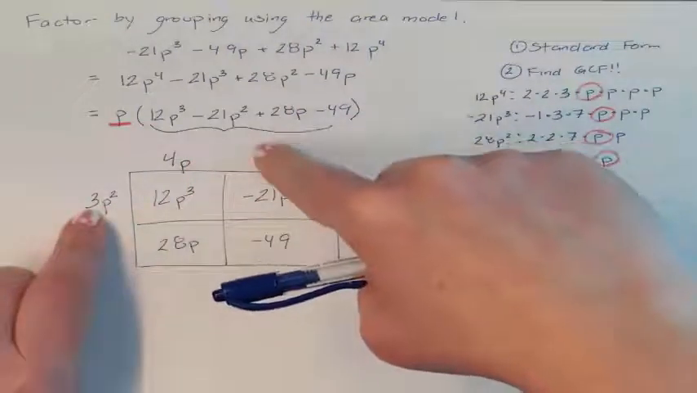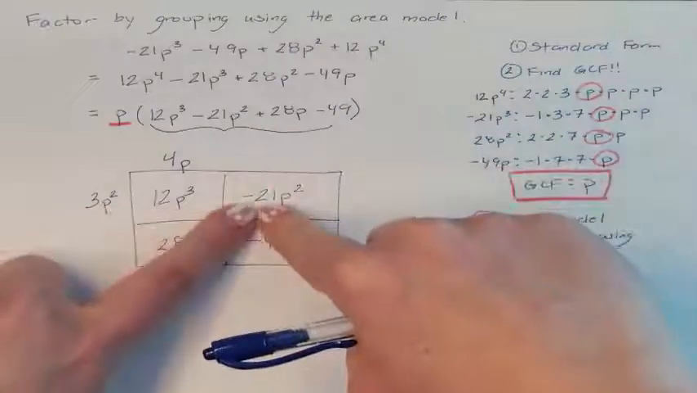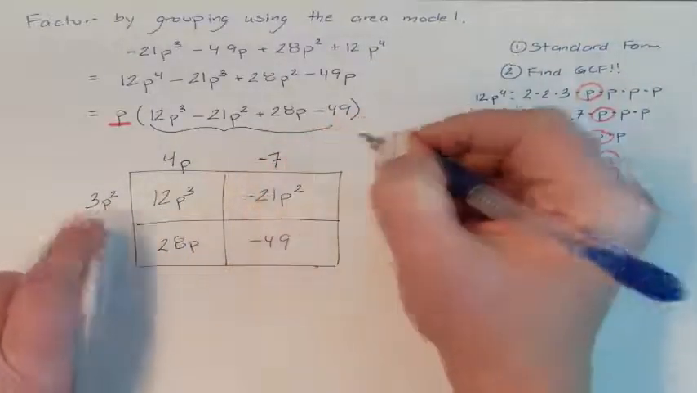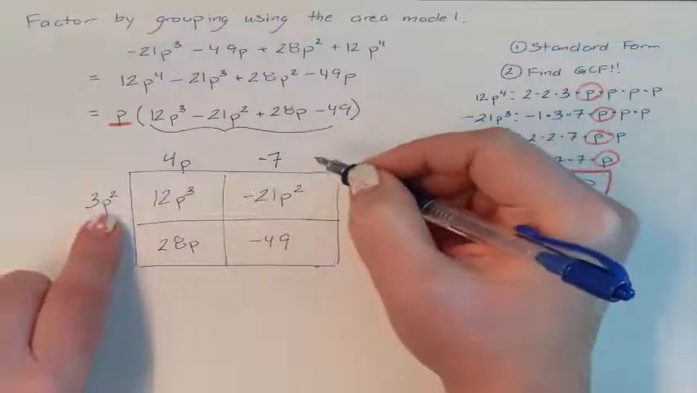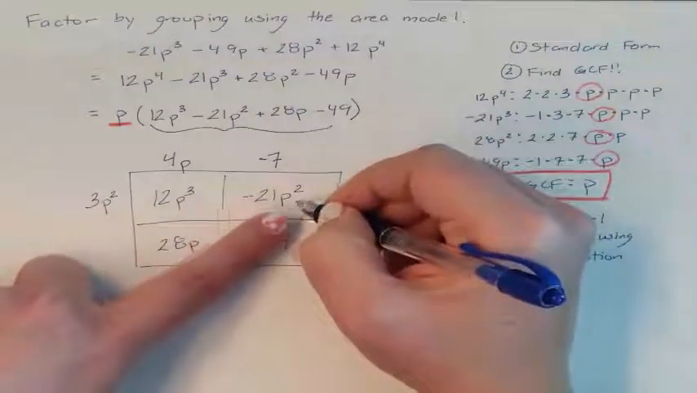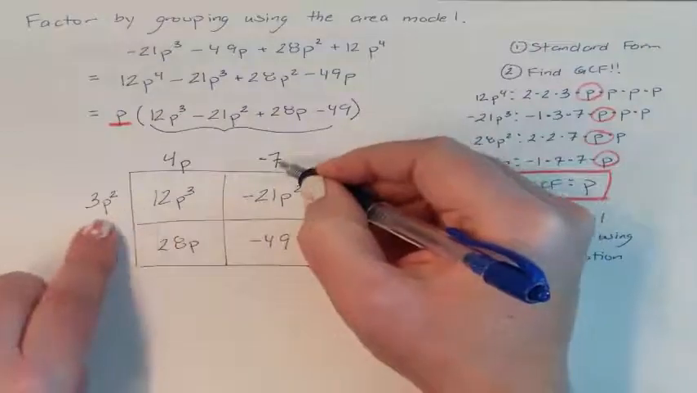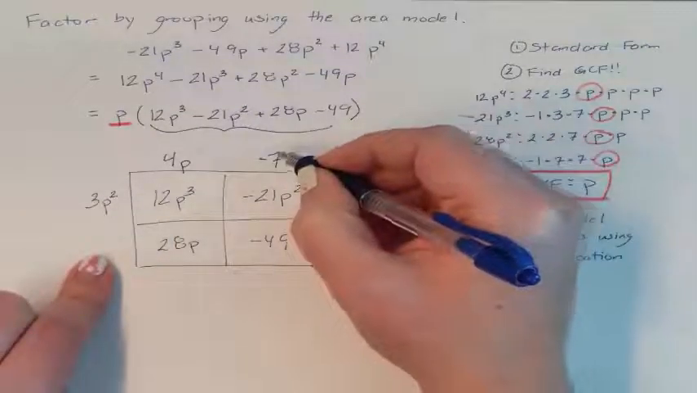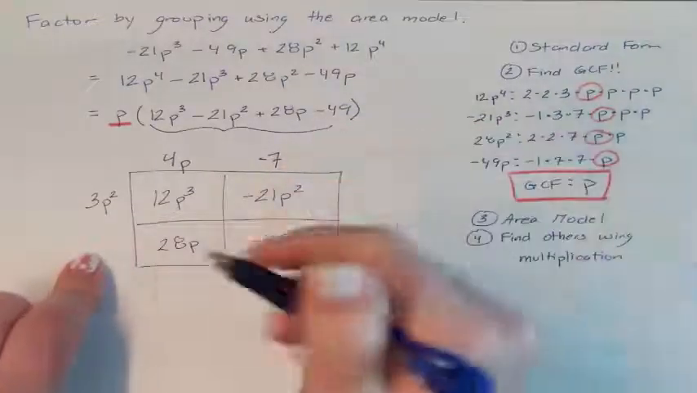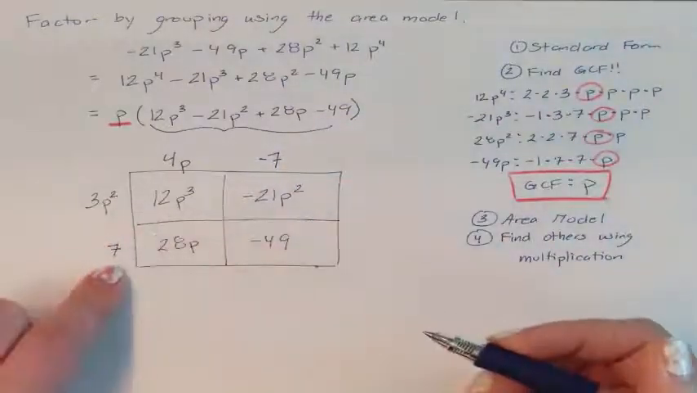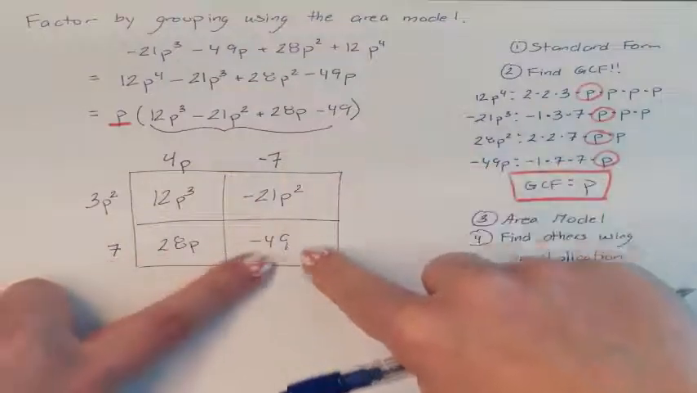3 times a number has to give me negative 21. Must be negative 7, because 3 times negative 7 is a negative 21. P squared, if I don't put anything here, I still get p squared. So he's done. One more left. Negative 7 times somebody has to give me this negative 49. Must be a positive 7, because positive 7 times negative 7 is a negative 49.